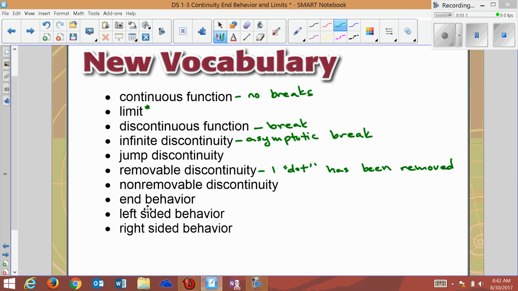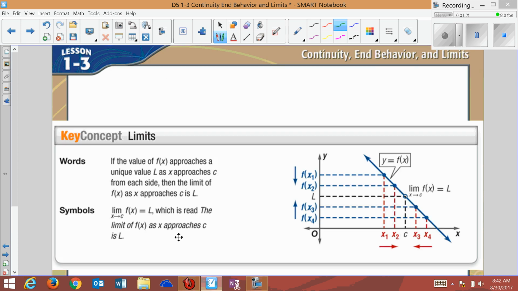In end behaviors, what's happening on the graph is you look at the far left and far right. Left-sided would be on the left side of a break. The right side is on the right side of a break. So we'll see those as we go.